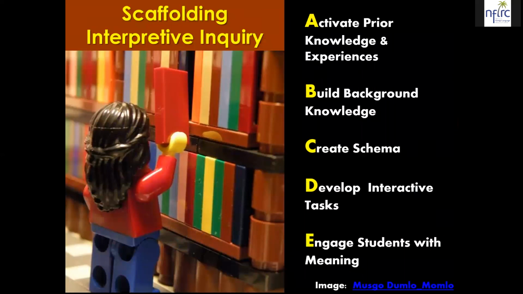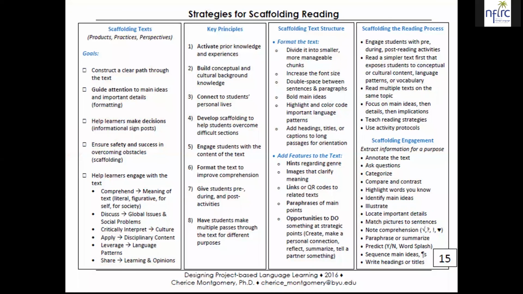So to summarize, we want to make sure that we activate students' prior knowledge and experiences, build their background knowledge about the topic, give them organizational structures to help them remember the information that they're reading or listening to or viewing, develop interactive tasks that let them actively engage with the content of the text, and engage them with the meaning in ways that let them talk about the content of the text. And that concludes this particular module.